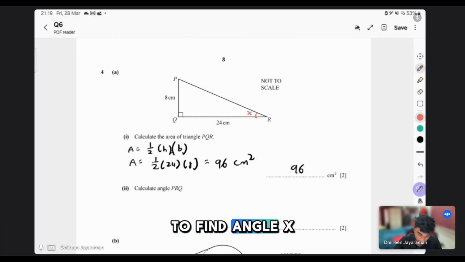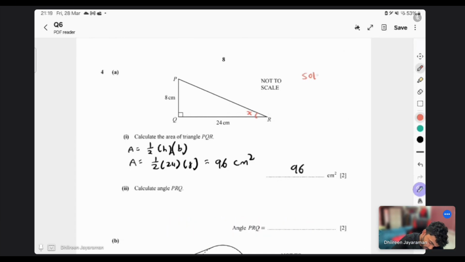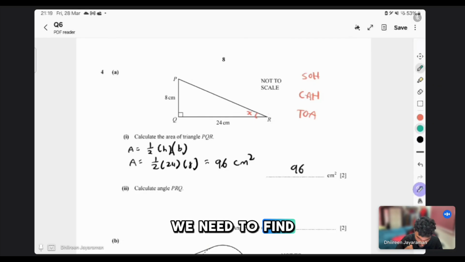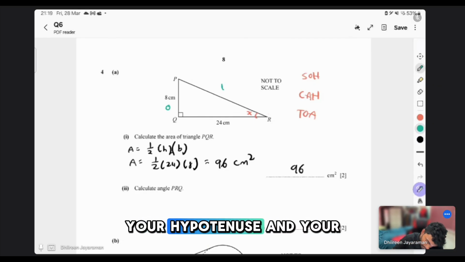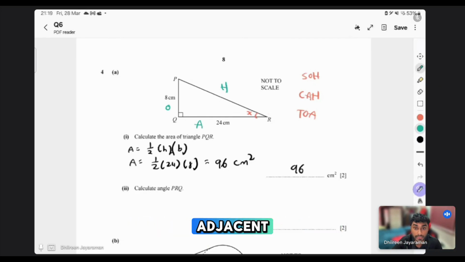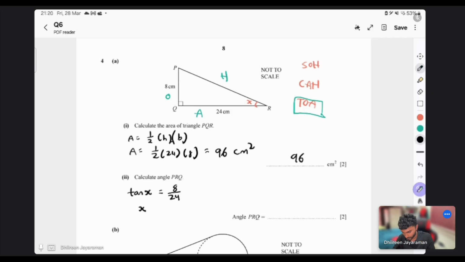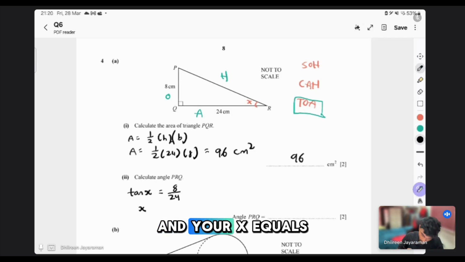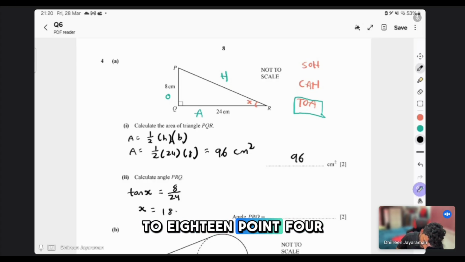To find angle X, we can use SOHCAHTOA, right? In this case, we need to find which is your opposite, your hypotenuse, and your adjacent. In this, we have your opposite and your adjacent, so you use this formula. And your x equals 18.43.